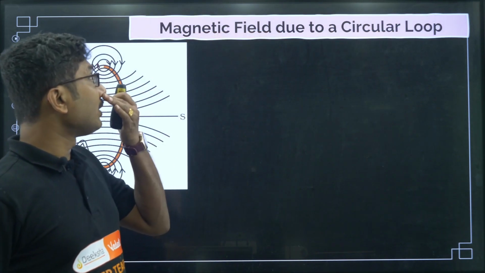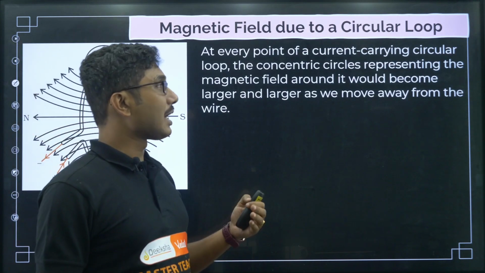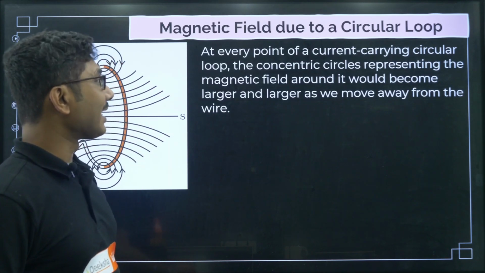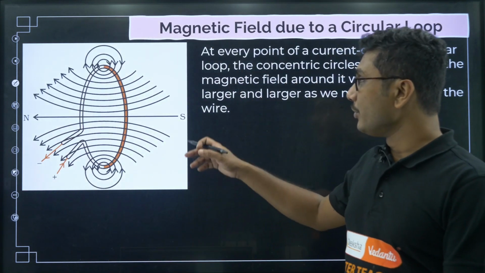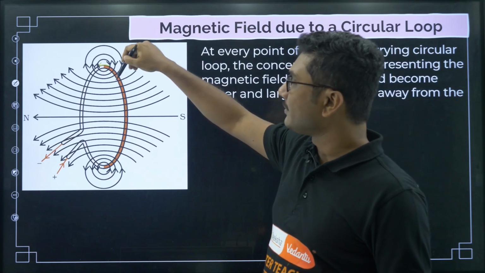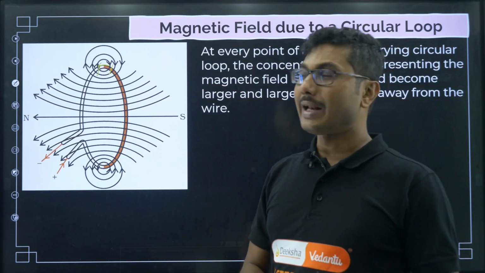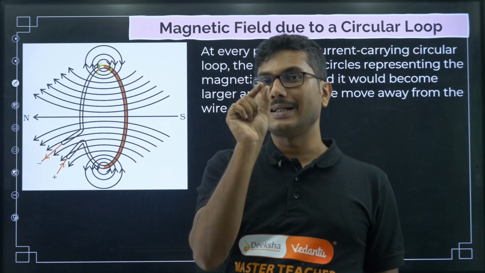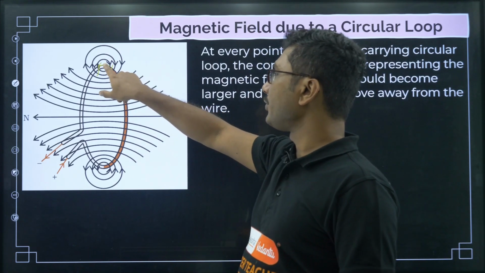Now let's look into the magnetic field due to a circular loop. At every point of a current carrying circular loop, the concentric circles representing the magnetic field around it become larger and larger as we move away from the wire. Now we know that if the wire is straight, the field lines are concentric circles. You can take a small portion of this wire and assume that this is a straight wire. A small portion of a curve can be considered a straight wire if you zoom in enough.